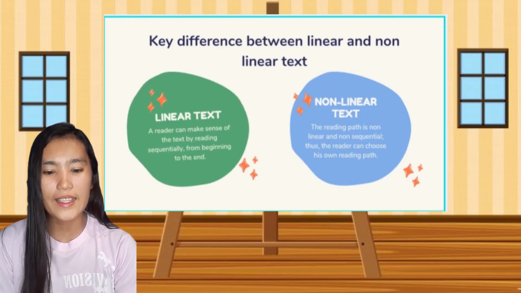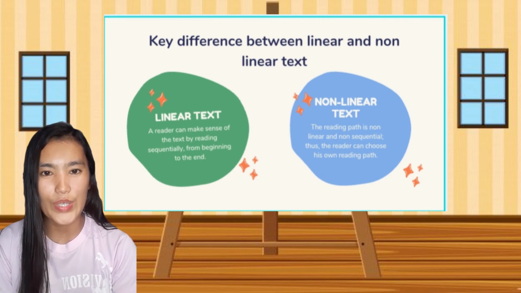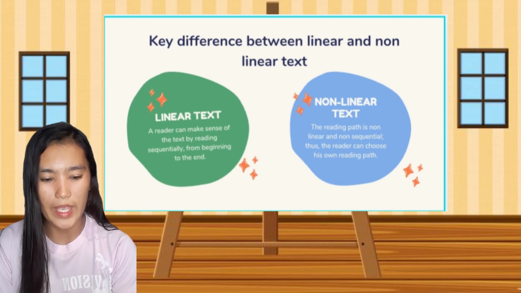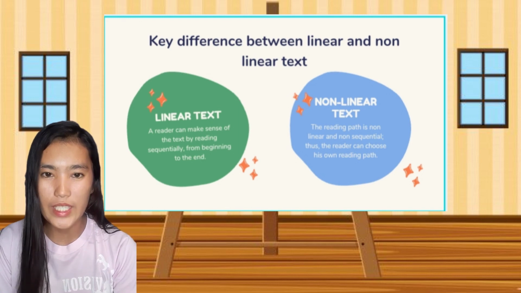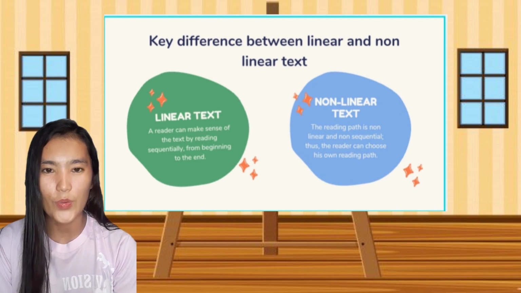So, the key difference between linear and non-linear text is their reading path. In linear text, as it said, the reader can make sense of the text by reading sequentially from beginning to the end. However, in non-linear text, the reading path is non-linear and non-sequential. Thus, the reader can choose his own reading path.